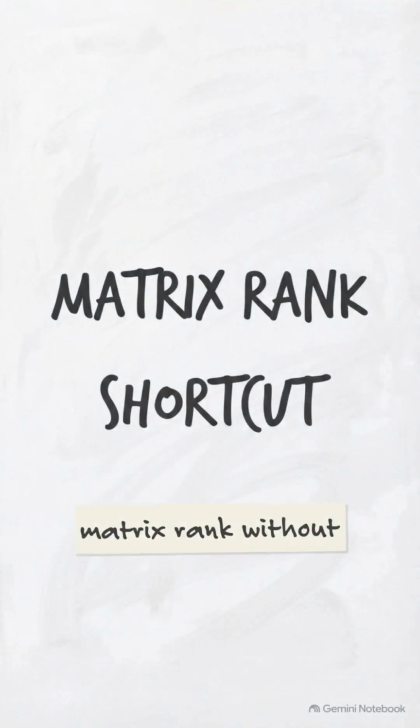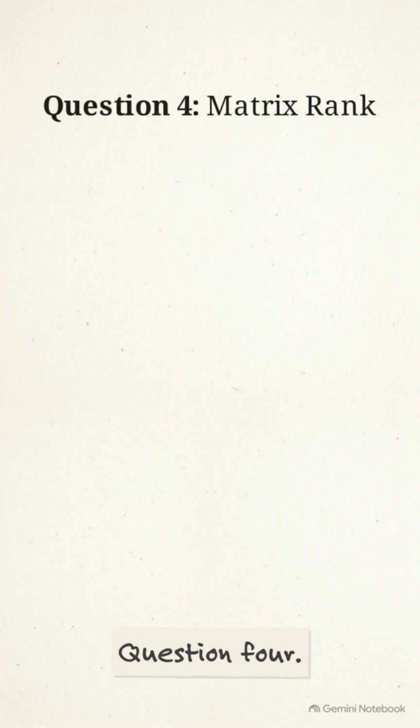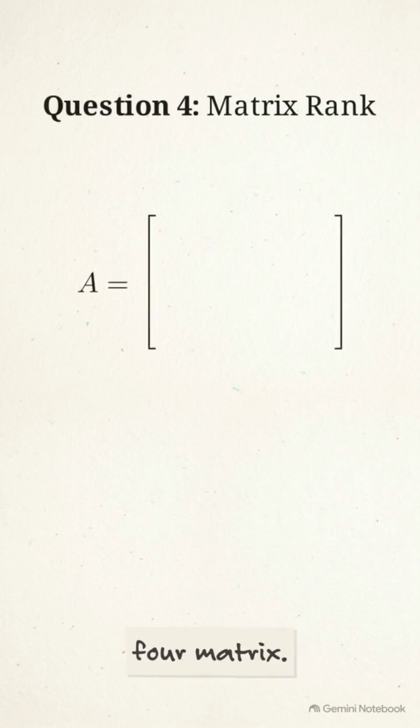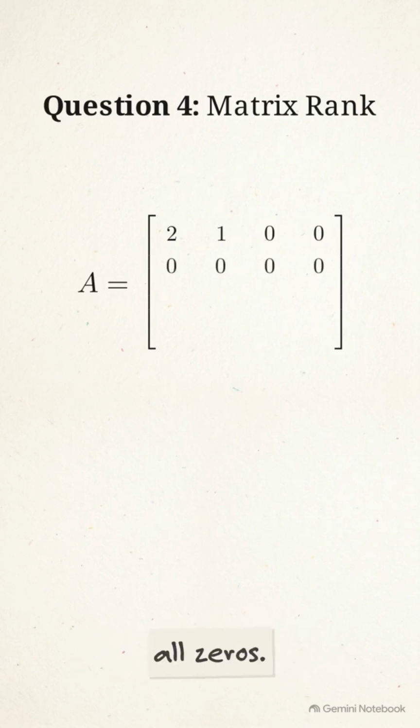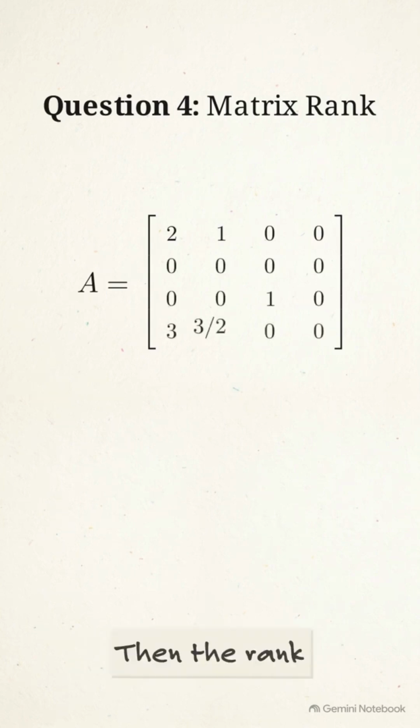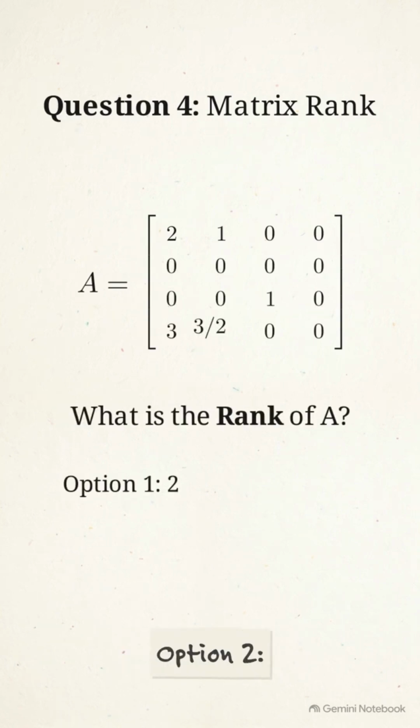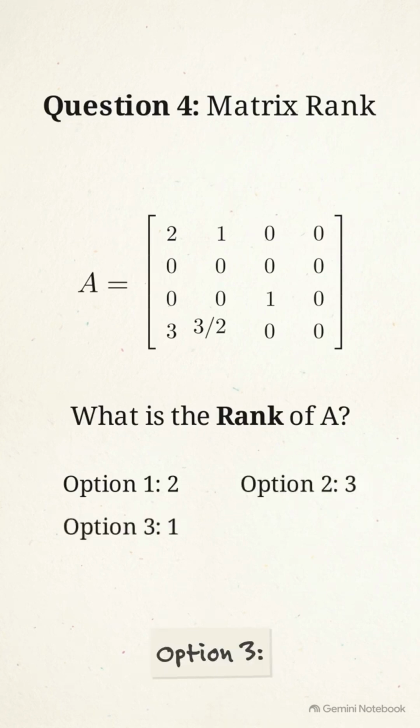Want to find the matrix rank without doing lengthy traditional row reductions? Let's solve question 4. A is a 4 by 4 matrix. By applying elementary transformations on A, we get the matrix row 1, 2, 1, 0, 0, row 2, all zeros, row 3, 0, 0, 1, 0, row 4, 3, 3 by 2, 0, 0. Then the rank of A is option 1, 2, option 2, 3, option 3, 1, option 4, 4.